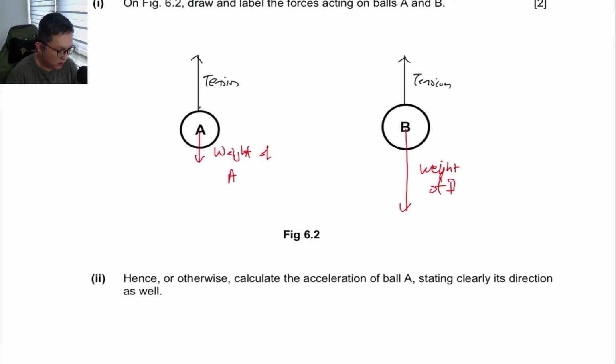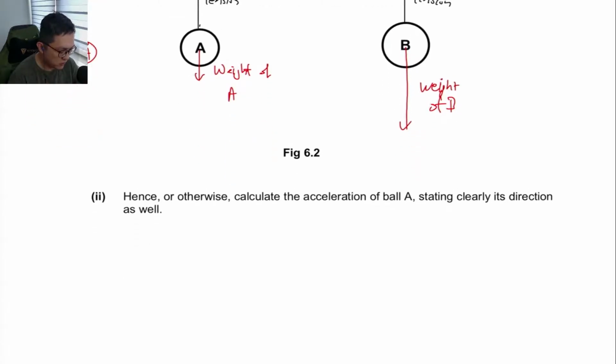If you look at A, I always like to use the approach of deciding where the acceleration is first. So I'm just going to draw another A at the side. We know that A will accelerate upwards like this. This is the acceleration. So we start to form the equation.